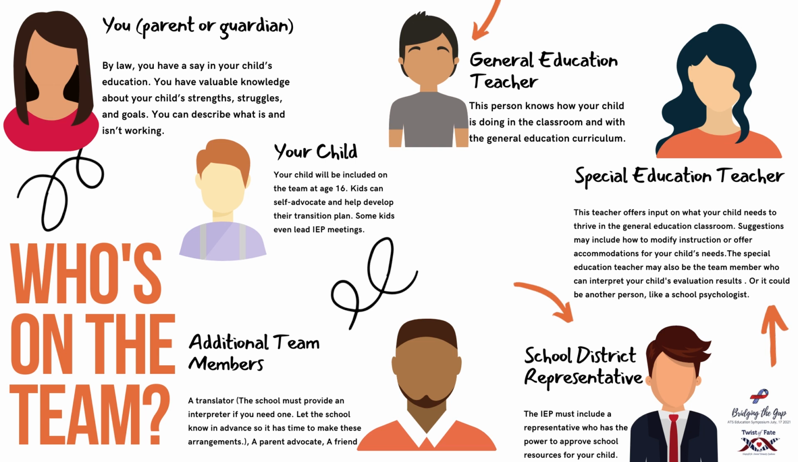And then additional team members. We might have a translator. We may have all of those who provide services to your child or who will provide services to your child if this is your first meeting. You always can invite someone to come with you. You can have an advocate. You can have just someone there to support you. It may be a family member. It may be a friend. And finally, and last but not least, because this is the most important person on the team, it's going to be your child. Your child will be included on the team at age 16 by law.